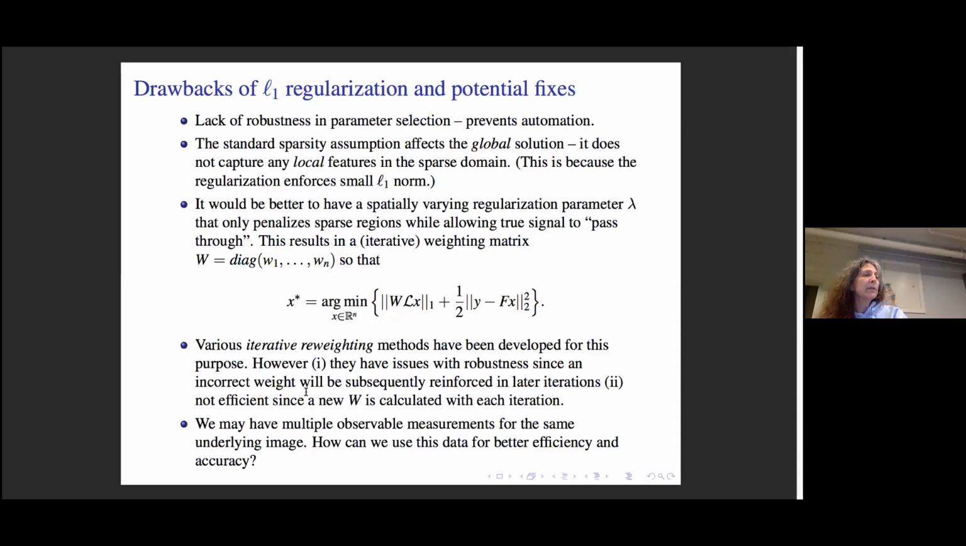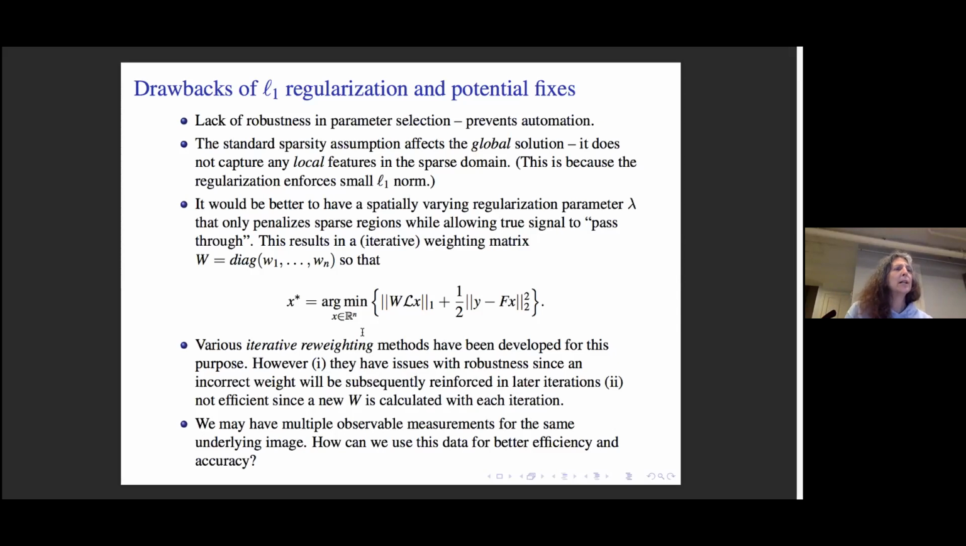So we played with this for quite a while over the last couple of years, around 2017 or so. And we found that there were some major issues with robustness. Mainly, if you ended up with the incorrect weight, which could very likely happen if you had false information or noise, then you're stuck with this bad matrix W, and that later on reinforces more bad information. So it didn't work very well. It's also kind of expensive because you have to recalculate this every time.